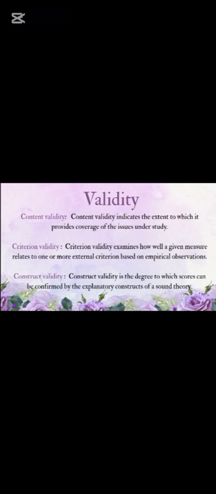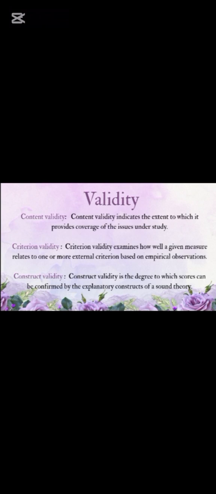Then comes criterion validity. Criterion validity examines how well a given measure relates to one or more external criteria based on empirical observations. So, criterion validity basically evaluates how well one measure predicts an outcome based on another established measure. An example of criterion validity is if a credit score accurately predicts loan repayment behavior, then it has high criterion validity.